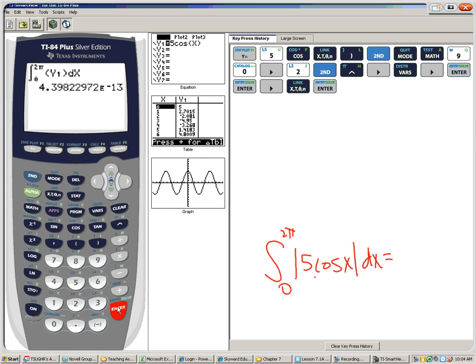We can do the exact same way. So we're going to go Math 9 for fnInt.